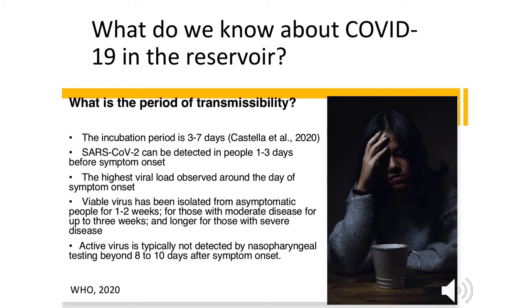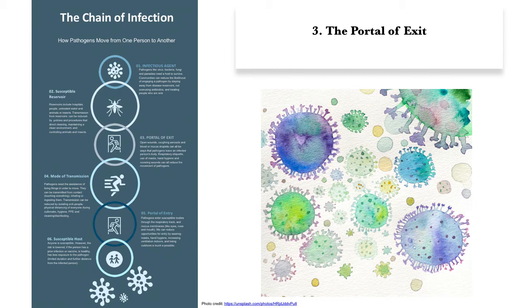Active virus is typically not detected by nasopharyngeal testing beyond 8 to 10 days after symptom onset. So we're getting an idea that this is a very small window where you're going to be able to pick up the signs of the disease before I'm really quite infectious to other people. And I may not ever have any signs and symptoms of the disease. In fact, even long after the symptoms resolve, I still may have virus shedding from me, which would be infectious to other people. So those are some concerns that we have.